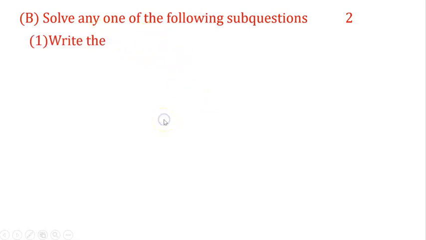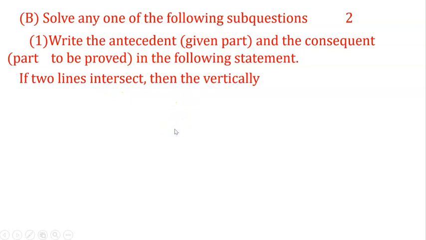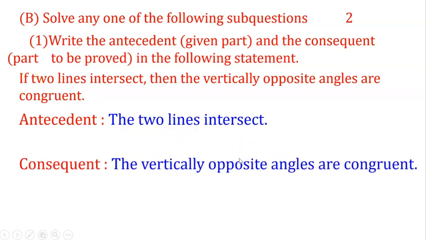Okay. Now next, solve any one of the following sub questions. It's for 2 marks. First is write the antecedent, that is the given part, and consequent, that is the part to be proved in the following statement. First, if two lines intersect, then the vertically opposite angles are congruent. Now first is antecedent, that is two lines intersect. Here consequent means we want to prove the vertically opposite angles are congruent.